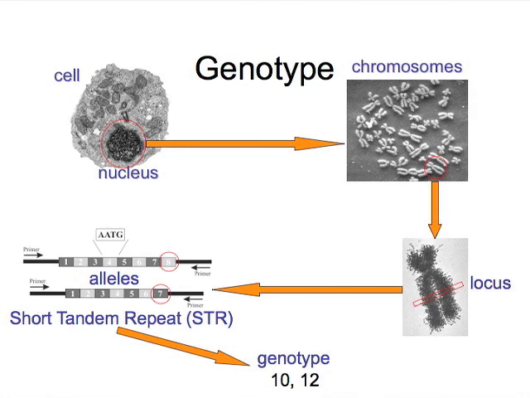Okay, and then the genotype, which is the key concept here, is at that particular location on a particular chromosome, what is the pair of lengths that you have? So for example, if you have a 10 and a 12, that is your genotype replicated a trillion times throughout your body. That's one person's genotype.